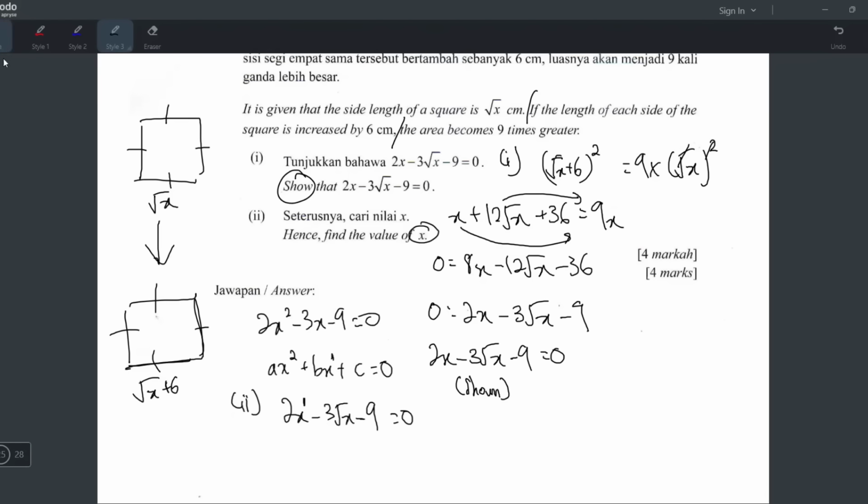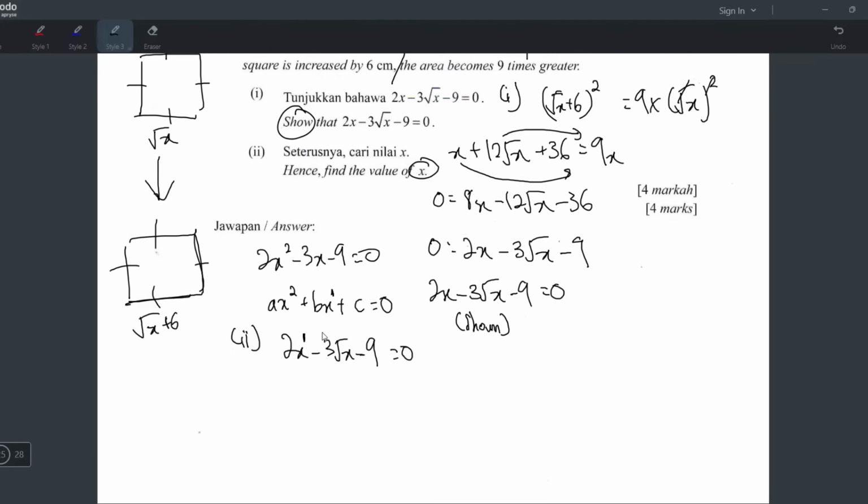Okay? So you can just press the general form ABC: just key in A, 2, B, negative 3, C, negative 9, and the calculator will give you two answers, and both answers are the answers for square root x. And then you just square the answer, because square root x has to be squared, and then you get the value of x.